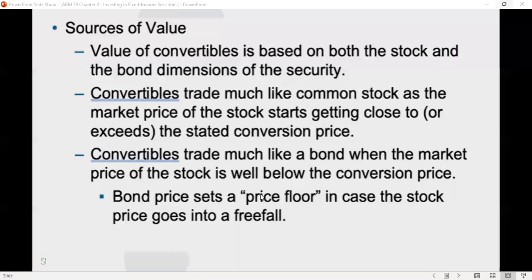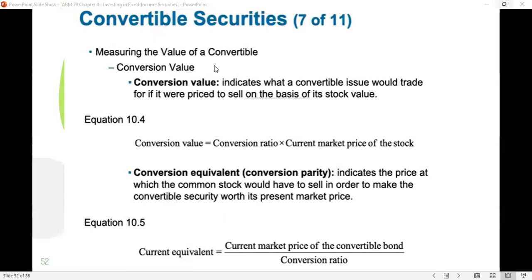So measuring the value of a convertible, we have this equation, conversion value. This indicates what the convertible issue would trade for if it were priced to sell on the basis of its stock value. So this would be its formula. Conversion value is equal to the conversion ratio multiplied by the current market price of the stock. Okay, conversion value.